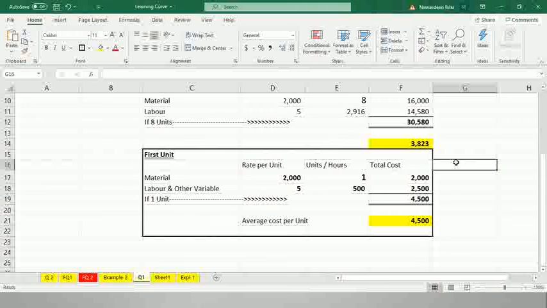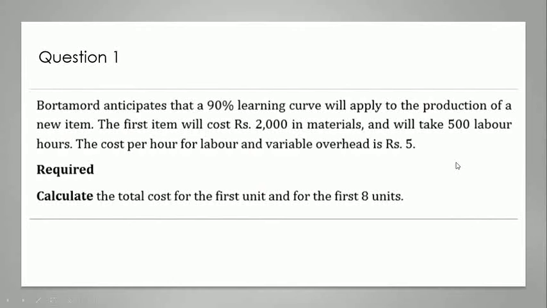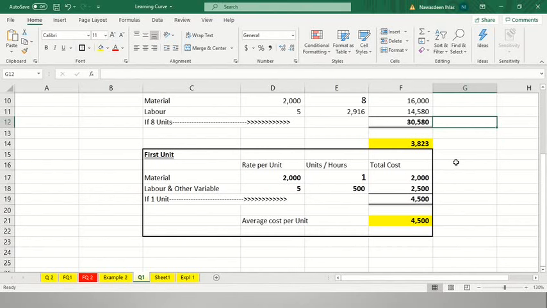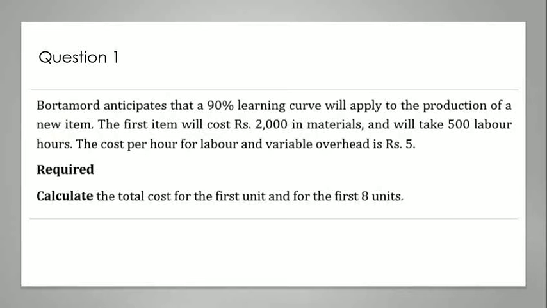This will be the answer. And they are asking for the total cost of the first 8 units.